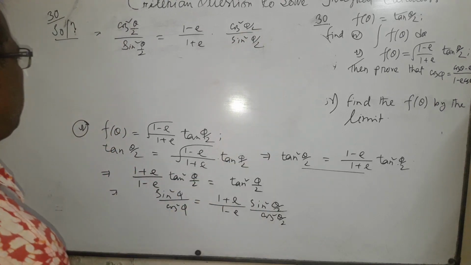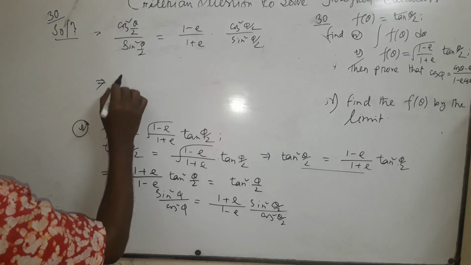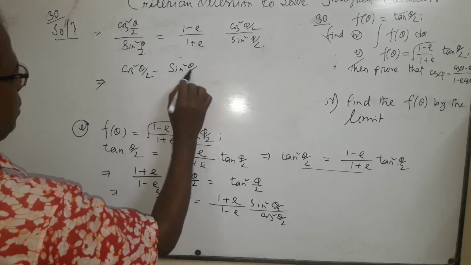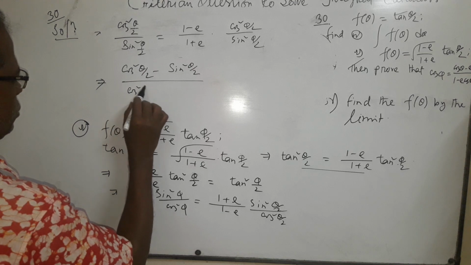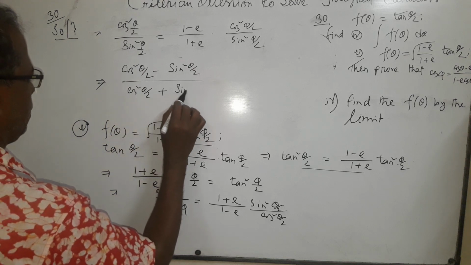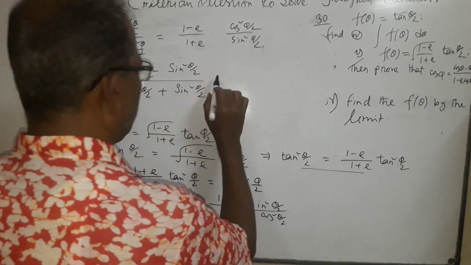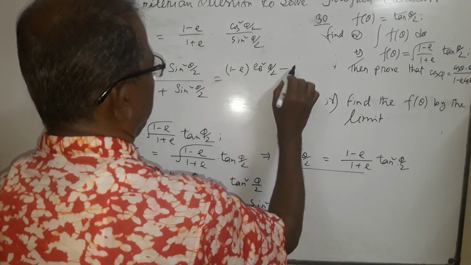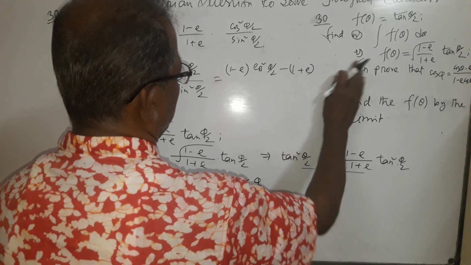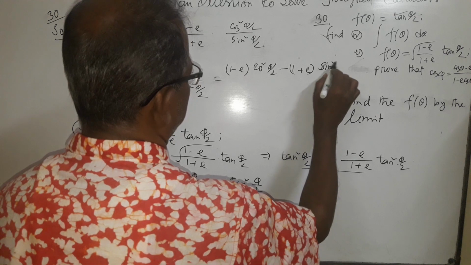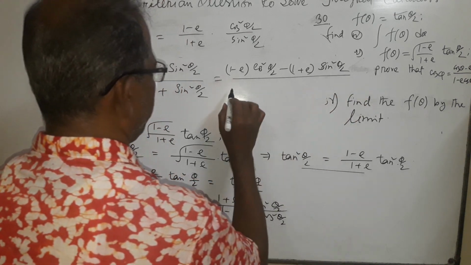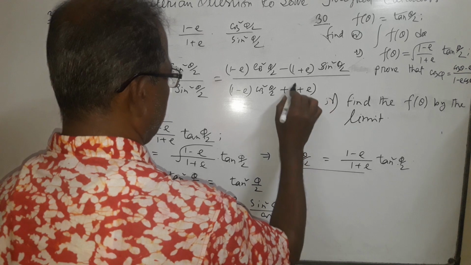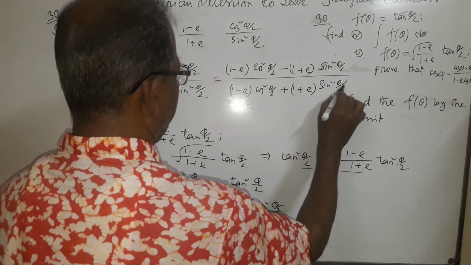And cos square theta divided by 2 minus sin square theta divided by 2, divided by cos square theta divided by 2 plus sin square theta divided by 2, equal to 1 minus e into cos square phi divided by 2 minus 1 plus e into sin square phi divided by 2, divided by 1 minus e into cos square phi divided by 2 plus 1 plus e into sin square phi divided by 2.